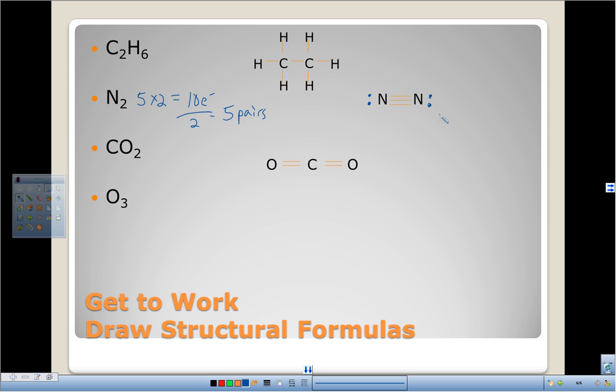You've actually already done this structure earlier in this chapter. You said nitrogen would need 3 more, and it had 5 valence electrons. So if I were to draw the electrons that are in these bonds, I could draw them like that, and you would say, hey, this is the very first structure we ever drew.